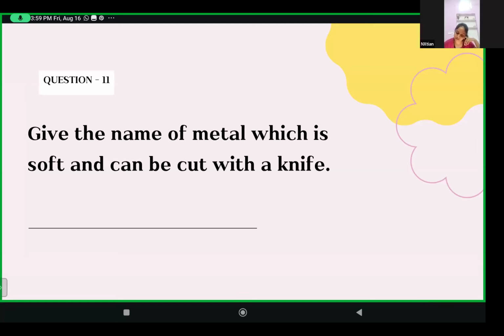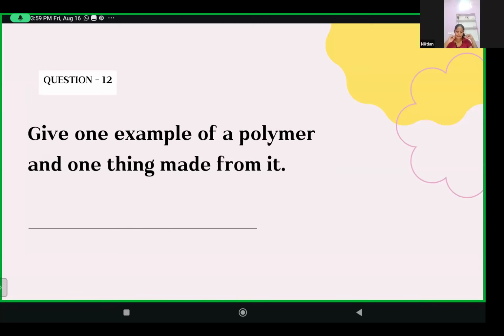Okay. Next question. Last one for you, Sunil. Give an example of a polymer and one thing made from it. Any polymer and one thing that is made of that polymer. Even if that thing is not completely made of it, it's fine. Like, skin is a polymer. Skin. And humans are kind of made of skin. Okay, I might not consider this answer. Try an actual type of polymer. Wool is a polymer. And sweaters are made from wool.